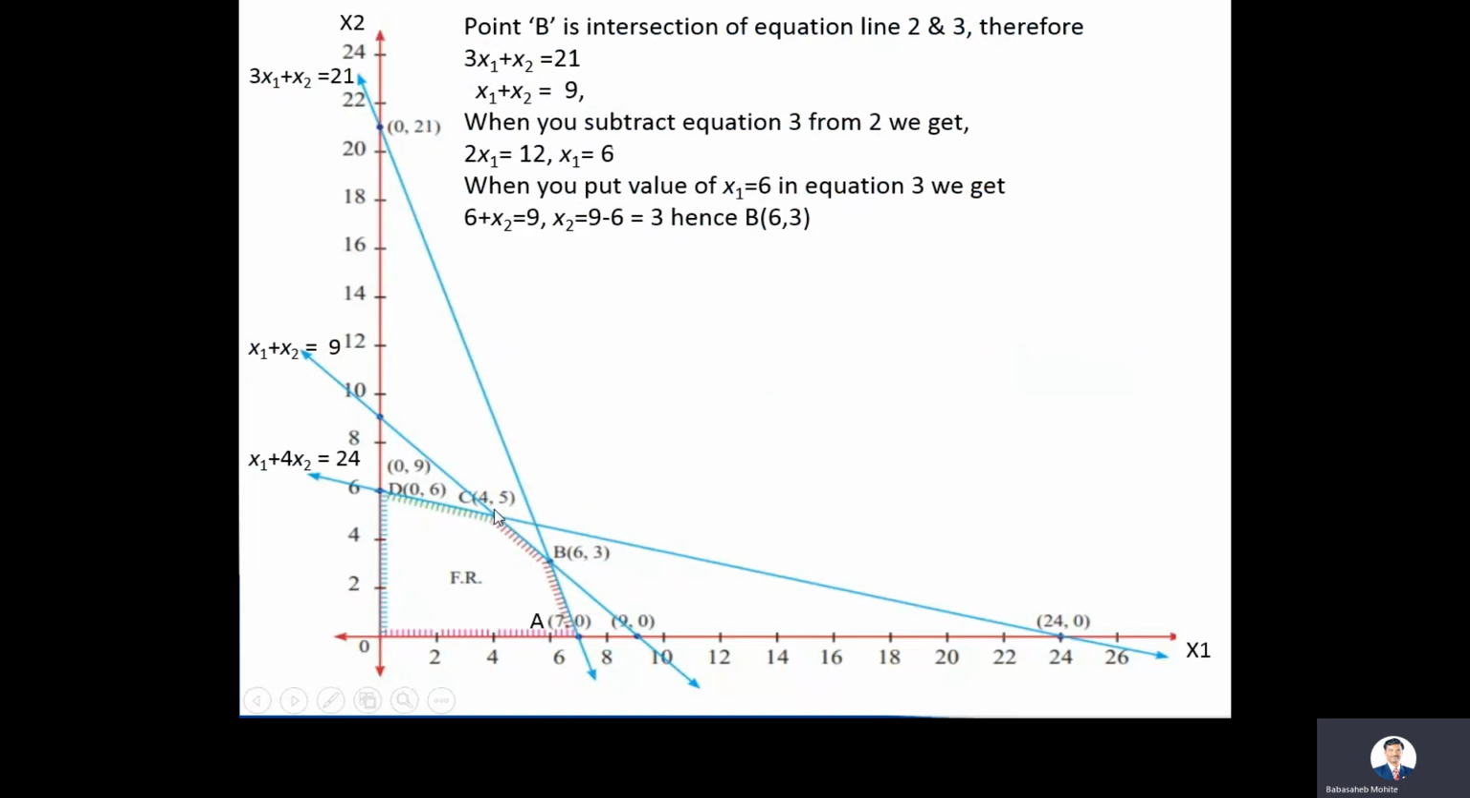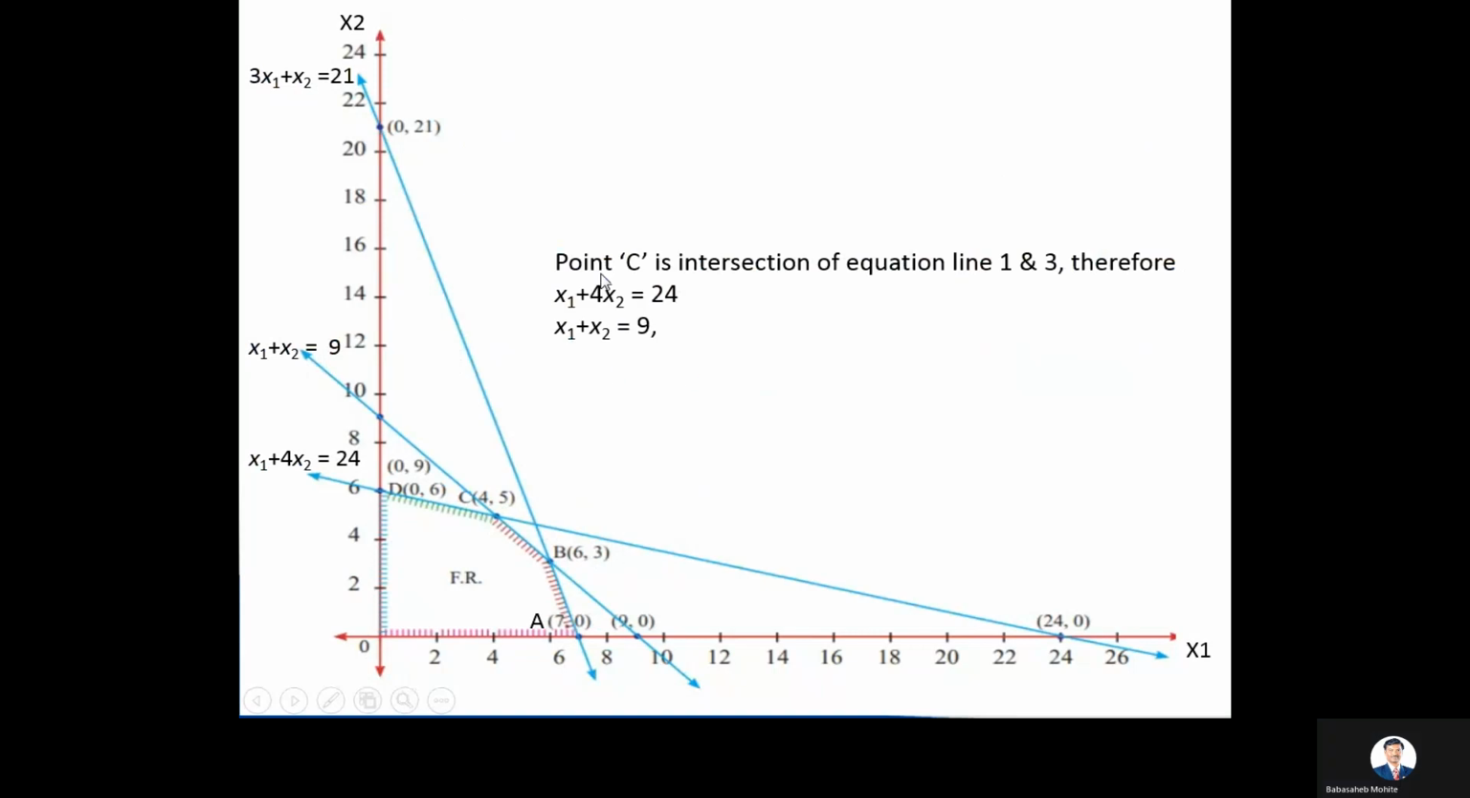Likewise, we have to calculate the coordinate point at C. For that, we have to consider which two lines are intersecting over here. Point C is the intersection of line equation 1 and line equation 3. So this is the intersection of these two lines. Same as before, you have to solve this by cancelling either the value of x1 or x2. In this case also, if I subtract equation number 3 from equation number 1, x1 will be removed, and we can solve that example.